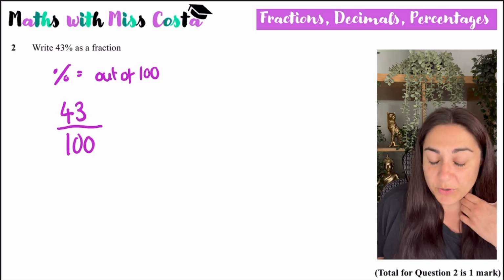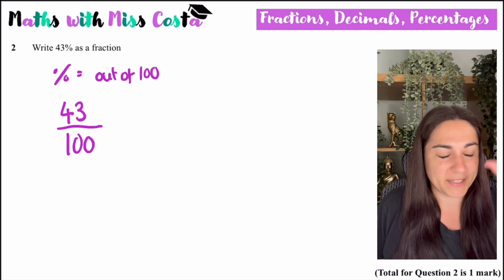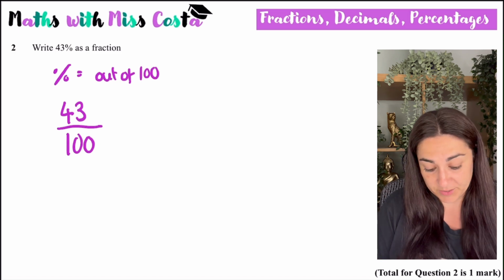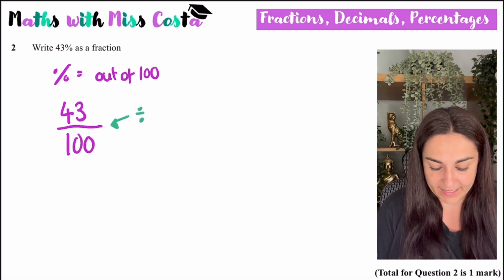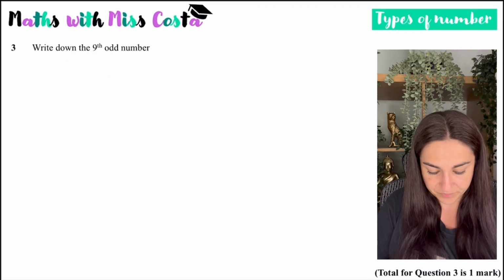And this will really help you for any kind of percentage questions. Just to write a percentage as a fraction or a decimal, write it over 100, and then to turn it to a decimal, we just actually do 43 divided by 100, because this line here means divide. But as a fraction, we just leave it like this.